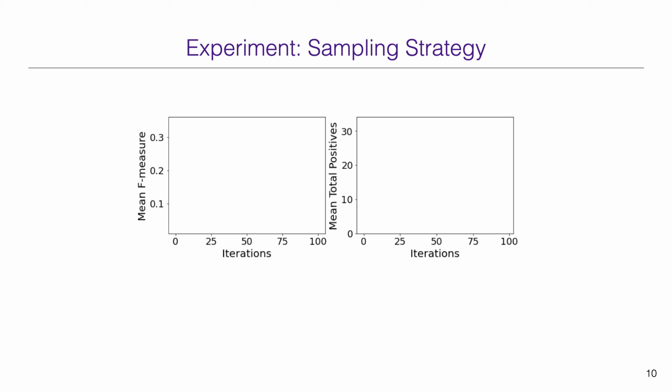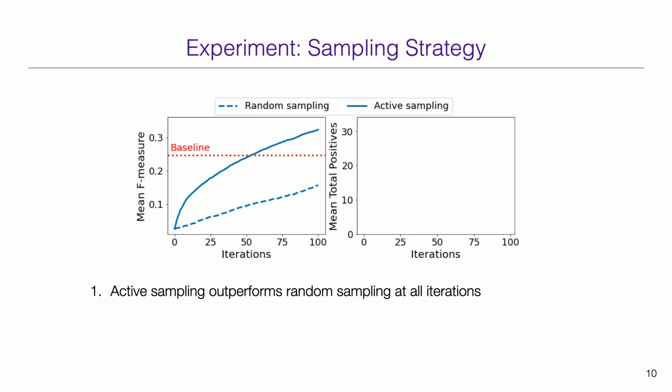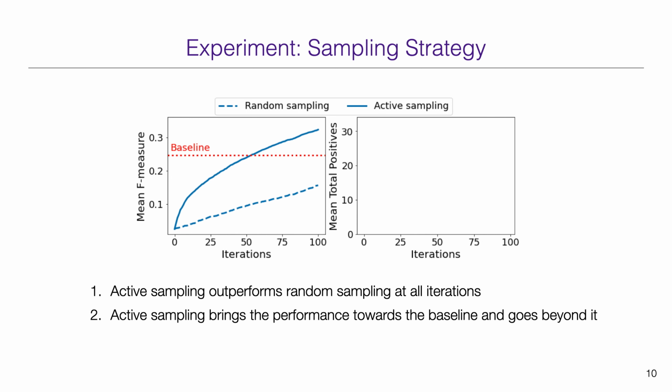At each sampling iteration, we report the mean F-measure for performance and mean total positives for sampling efficiency, averaged over 30 test classes. We also show the model performance when we have 5 random positives as assumed in a typical few-shot setup as a baseline. The results first show that active sampling outperforms random sampling at all iterations. Next, we see that while performance drops from the baseline due to relaxing the standard few-shot assumptions, with active sampling, we're able to bring the performance towards the baseline and even go beyond it with increasing sampling iterations.